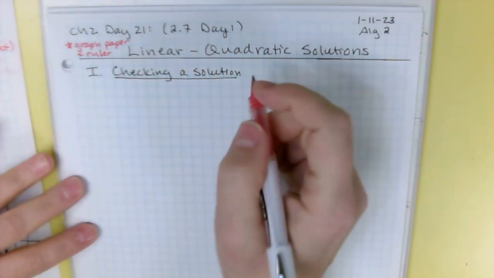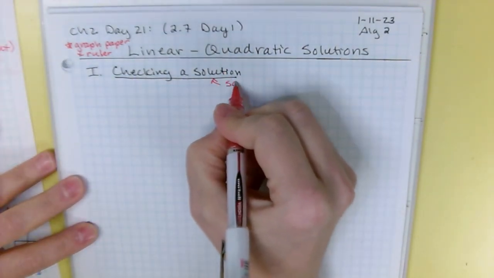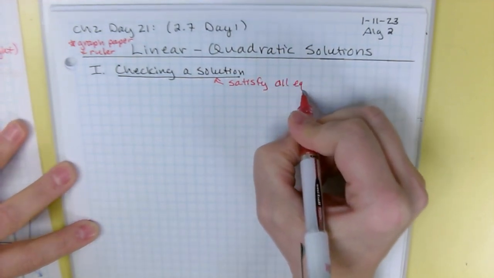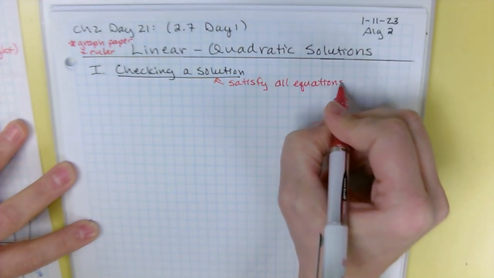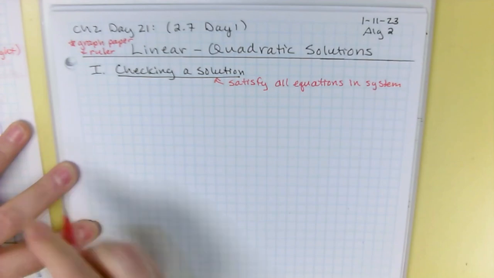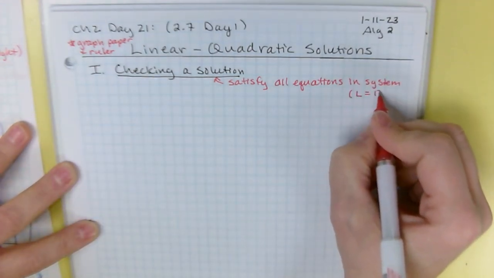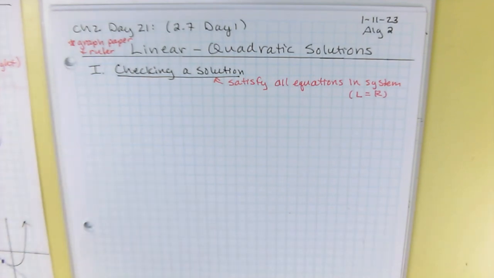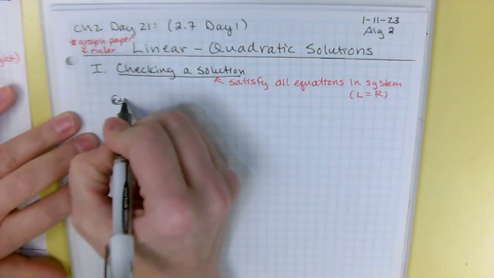So remember that a solution of a system has to satisfy all equations in the system. And by satisfy, that means that the left has to equal the right. In a system where you've got different types of shapes, it's less likely it's going to work on all of them. With lines and lines, you're not really going to get a bad solution, but with this one, you could. So let's do an example.